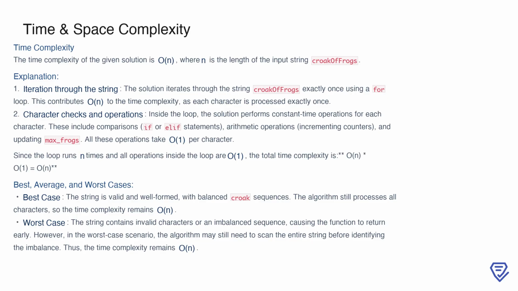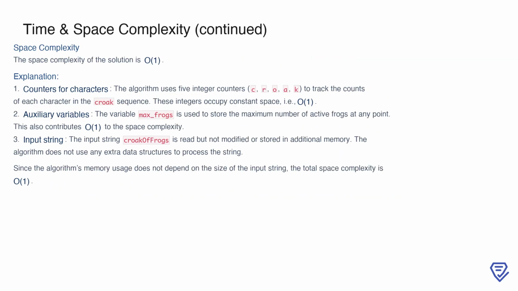Now, regardless of whether the string is well-formed or contains errors, the algorithm still needs to scan the entire string to determine validity. Therefore, both the best-case and worst-case scenarios result in an overall time complexity of O(n). The space complexity of the solution is O(1), meaning it requires a constant amount of memory regardless of the input size. This is achieved through the use of 5 integer counters C, R, O, A, and K to keep track of the counts of each character in the croak sequence. These counters occupy fixed memory, contributing O(1) to the space complexity.